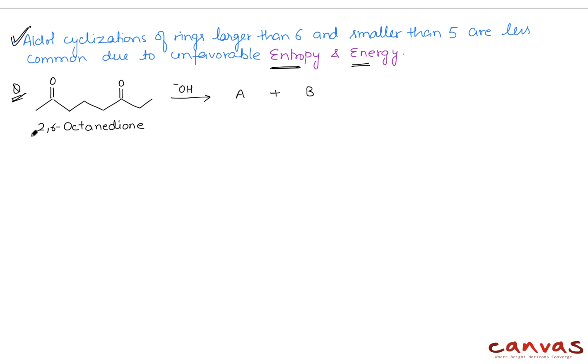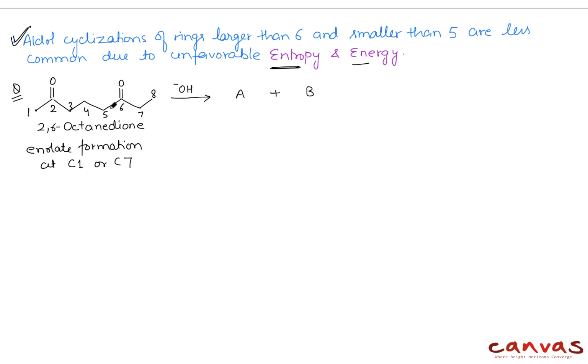Now in this particular question, 2,6-octanedione, we are reacting it with OH negative, and we will be able to form 2 products. Now we have to form these 2 products and analyze which is going to be the major product here. If you number this chain, now we can have enolate formation at either C1 or C7. Okay, we can remove from this alpha or from this alpha.